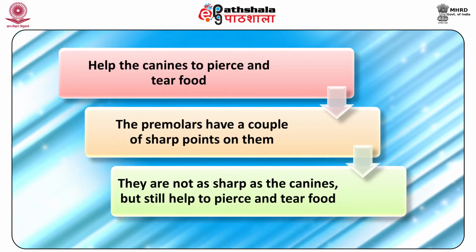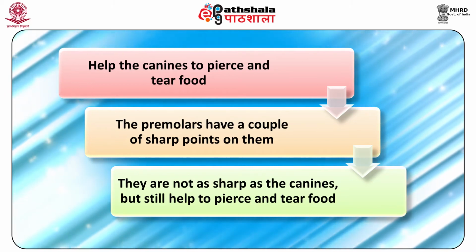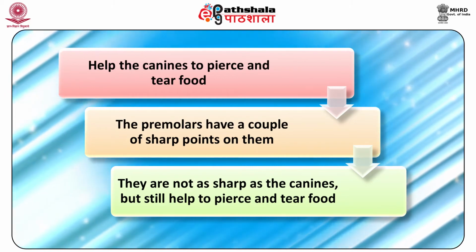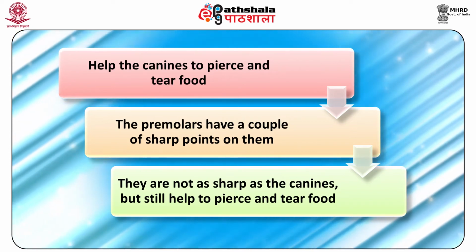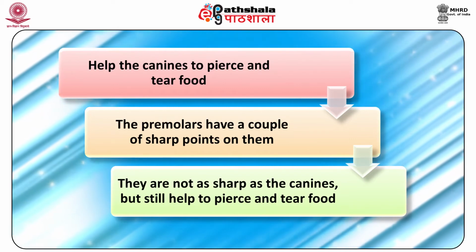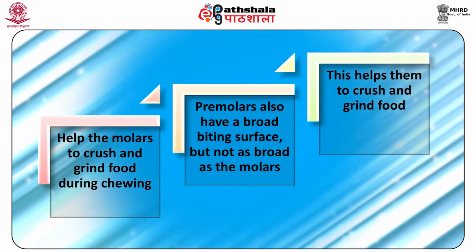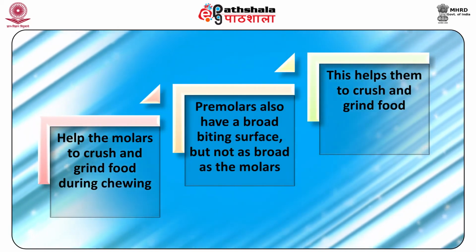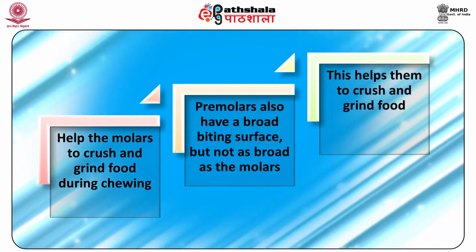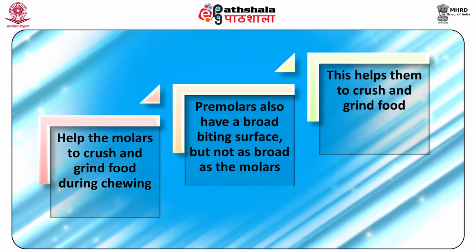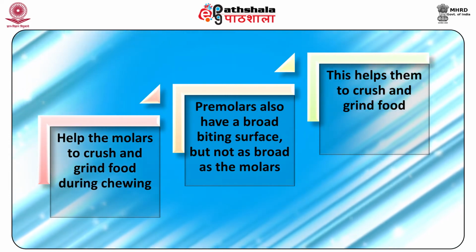If we look at the functions of this tooth, they help the canines to pierce and tear food. The premolars have a couple of sharp points on them. They are not as sharp as the canines, but still help to pierce and tear the food. They help the molars to crush and grind food during chewing. The premolars also have a broad biting surface, but not as broad as the molars, and this helps them to crush and grind the food.